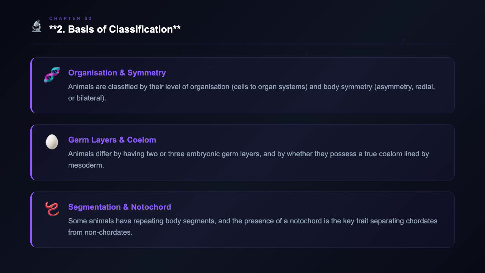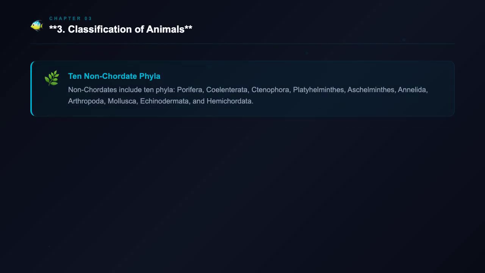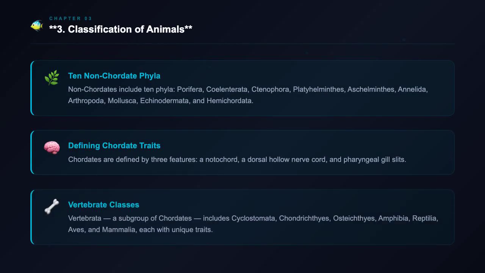The presence or absence of a notochord, a rod-like structure, is also a key characteristic that distinguishes chordates from non-chordates. The kingdom Animalia has 2 main groups, non-chordates and chordates. Non-chordates include 10 phyla. These phyla are Porifera, Coelenterata, Ctenophora, Platyhelminthes, Aschelminthes, Annelida, Arthropoda, Mollusca, Echinodermata, and Hemichordata.